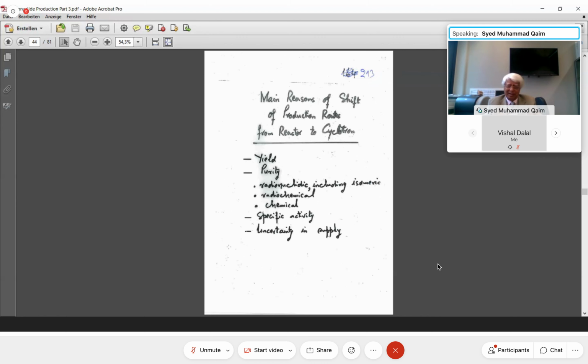And one thing which I said again is the uncertainty in supply would be a reason. Technetium is the example for that. It is running very well. About 40 million patients per year are investigated, but still one is a bit skeptical and says maybe the reactor may not run, there is uncertainty in supply, so one should look for other options and shift over from reactor to cyclotron. These are the major reasons, but mostly I would say purity is the major reason, and specific activity.